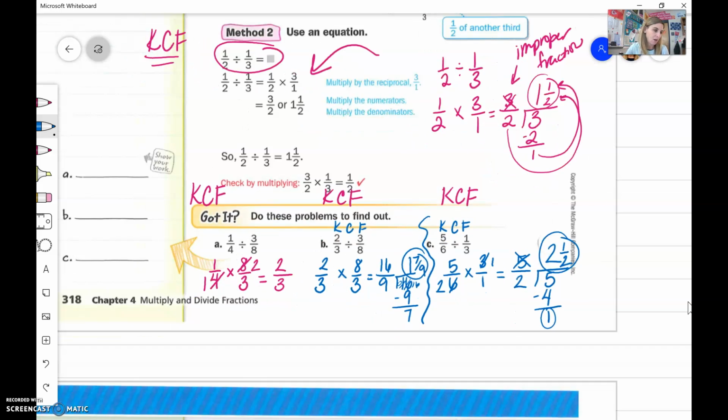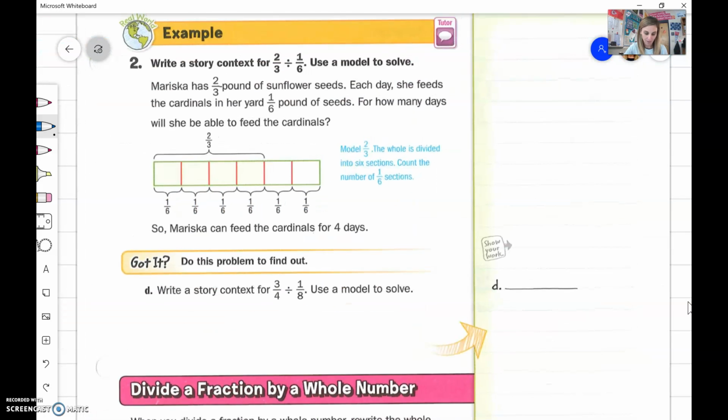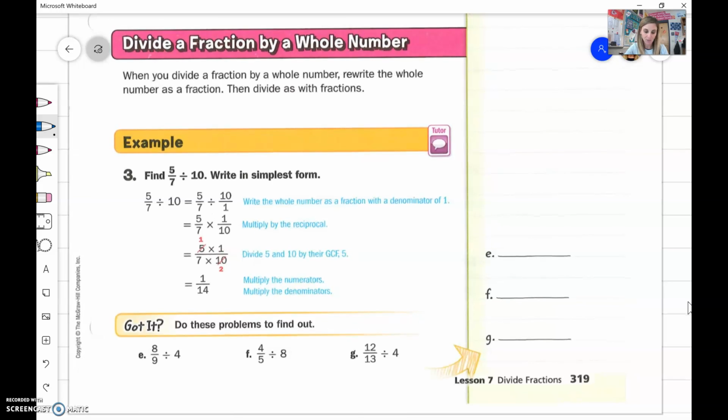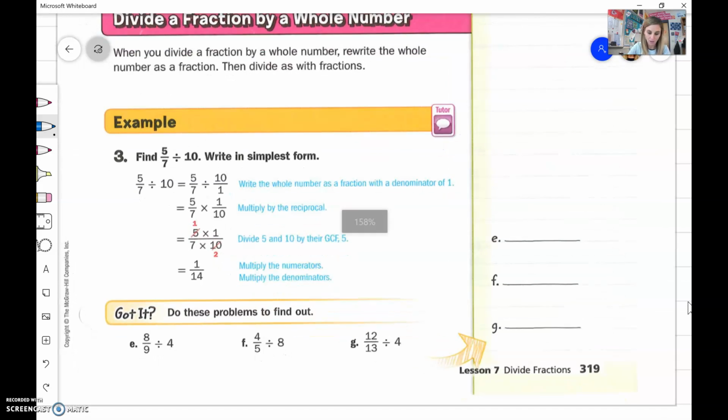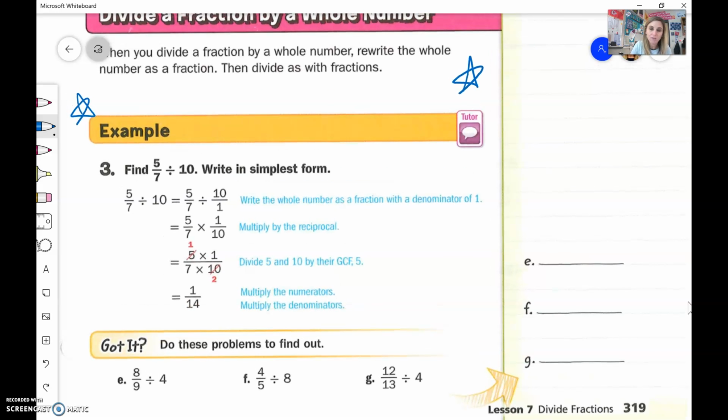All right, let's take a look over at the next page. Let's look down here. What happens when we're dividing by a whole number? Now, this is really important. You have to remember this. When you divide a fraction by a whole number, rewrite the whole number as a fraction. Then divide as with fractions.